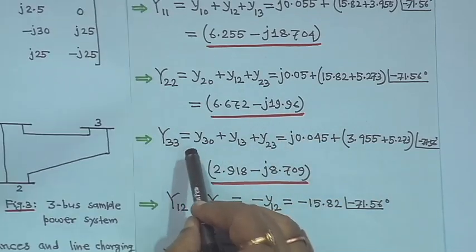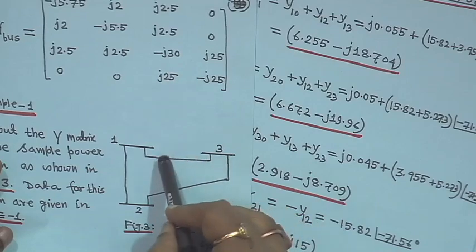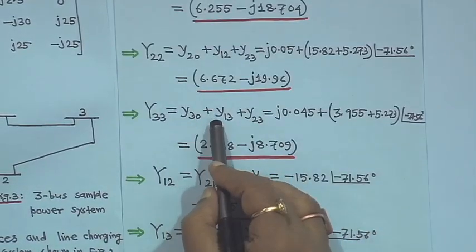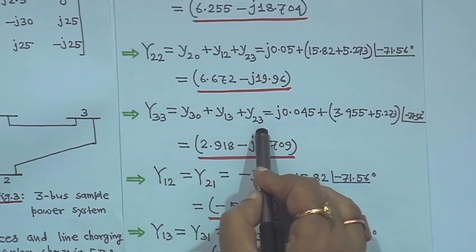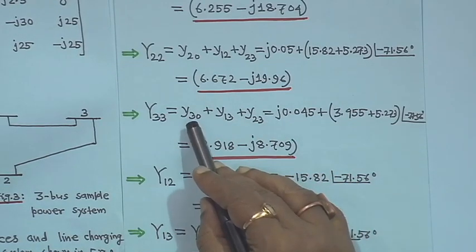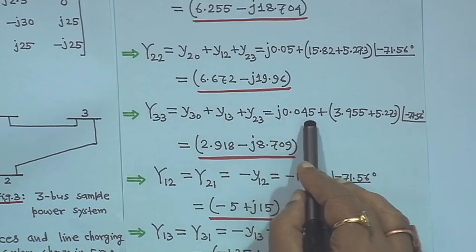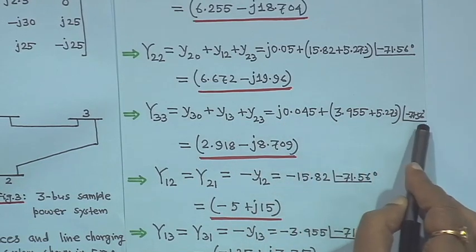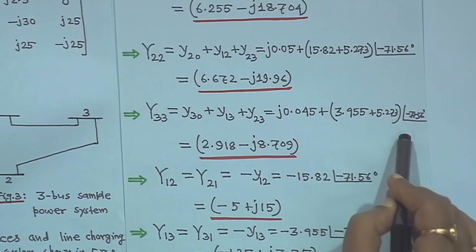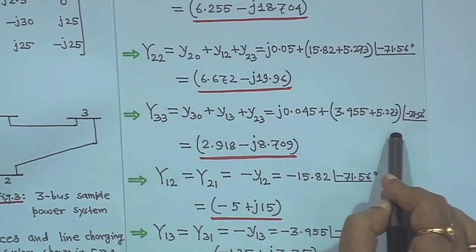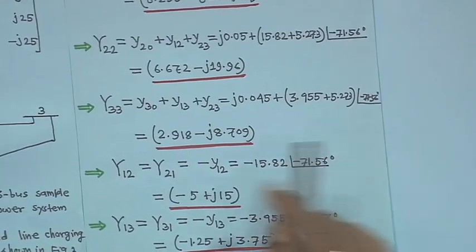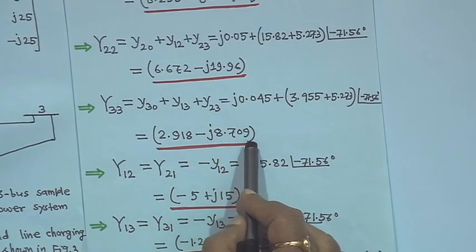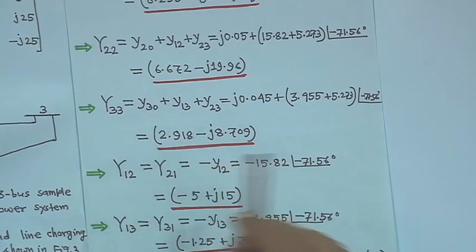Similarly, y33 is equal to y30 plus y31 plus y32. So, it is small y30, which we have computed, j 0.045, plus these two terms y13 plus y23 angle minus 71.56, because in all cases the y values' angles remain the same, right. So, that means 2.918 minus j 8.709, right. This is all the diagonal elements.